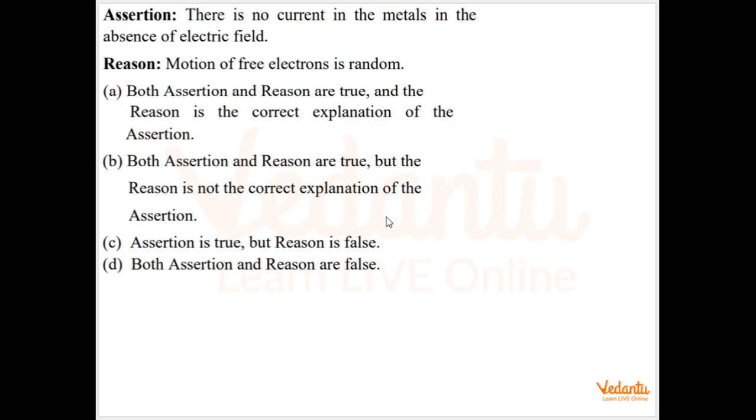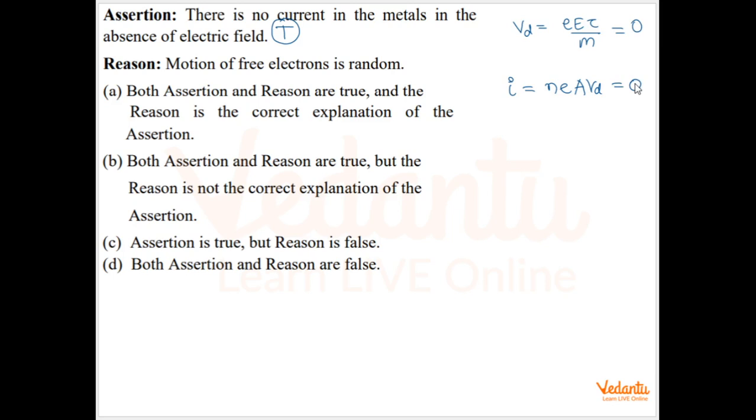In this question, the assertion says there is no current in the metals in the absence of electric field. And the reason says motions of free electrons is random. Now first of all, this one is correct, because if there is no electric field, then the drift velocity of the electrons, which is E tau by m, will be equal to 0 since the electric field is 0. And since the drift velocity is 0, then I, which is equal to NEAVd, will also be equal to 0.